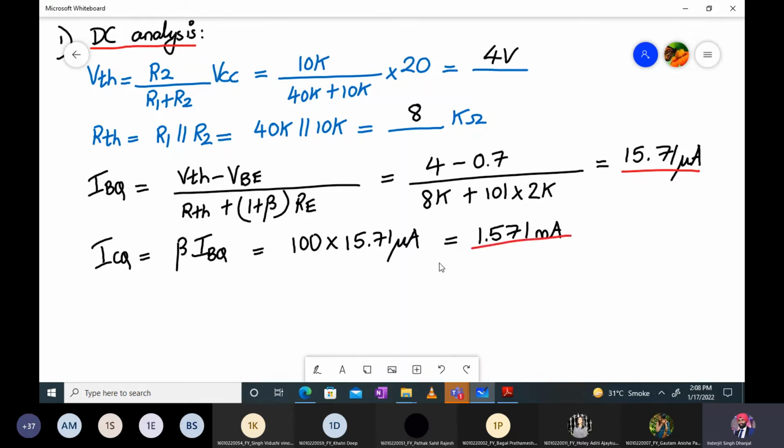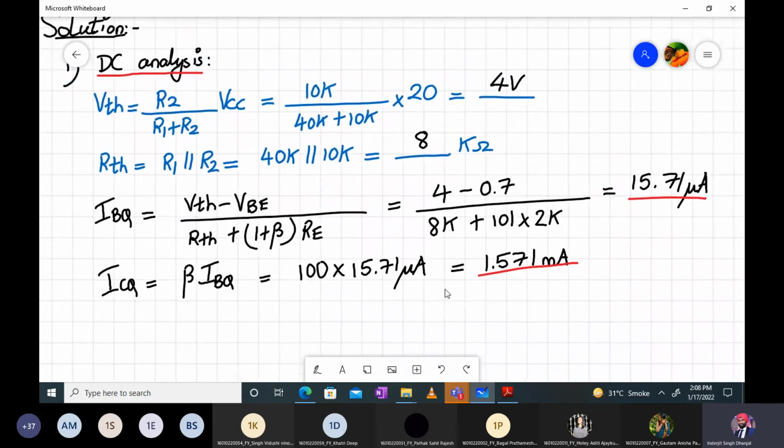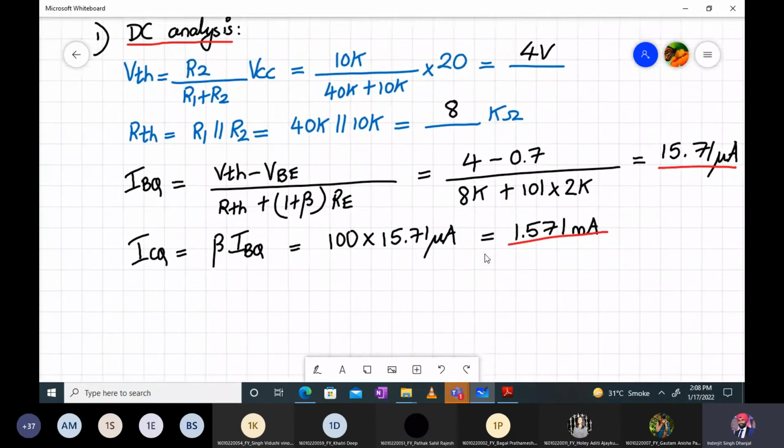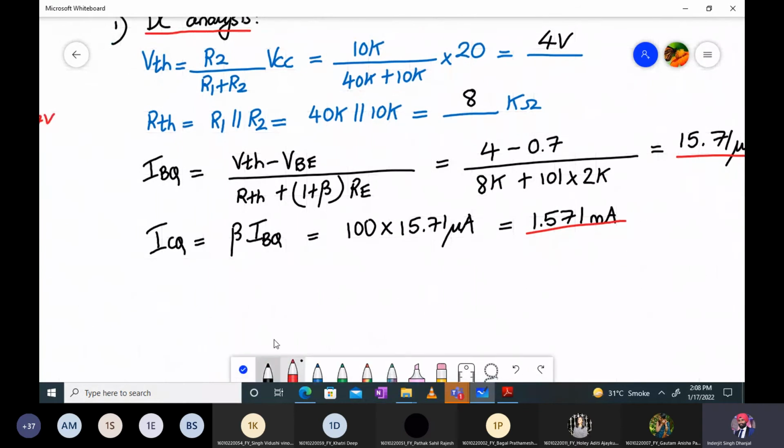Okay, so this completes your step number 1, DC analysis. I hope everyone is writing it down along with me. Let's move on to the next part: calculation of small signal parameters. This is the last part and then we'll stop today, and continue next lecture.